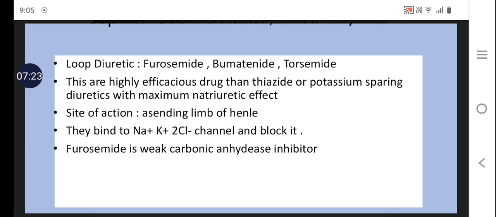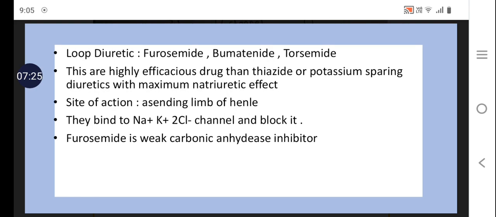Once it passes from the proximal convoluted tubule, it comes towards the descending limb of Henle, and from the descending limb of Henle it comes towards the ascending limb of Henle. So loop diuretics act at the ascending limb of Henle. Their site is the ascending limb of Henle.